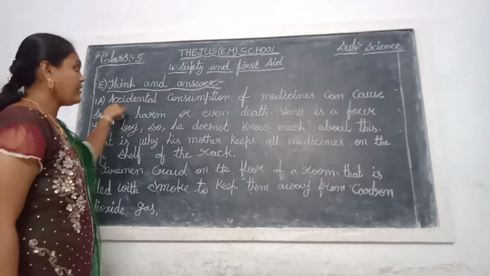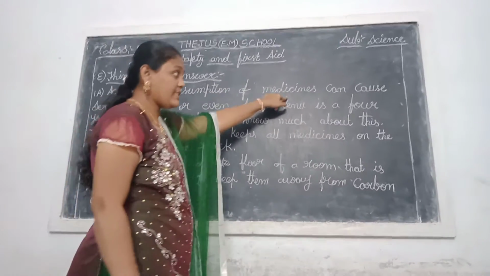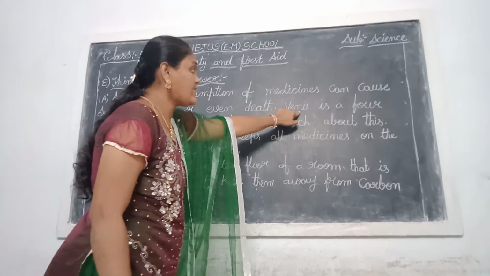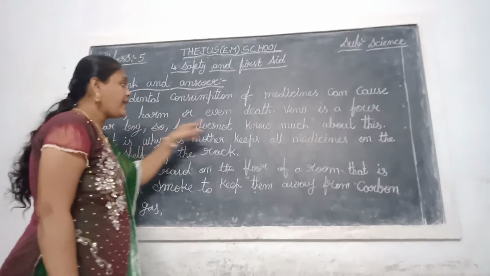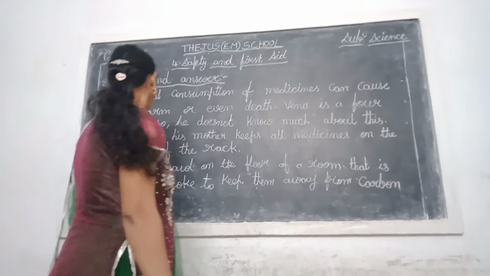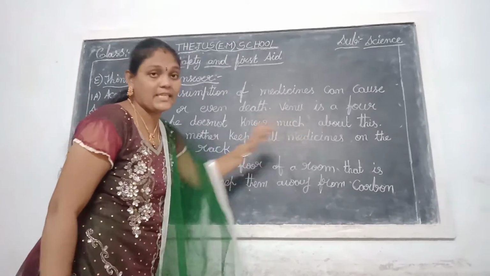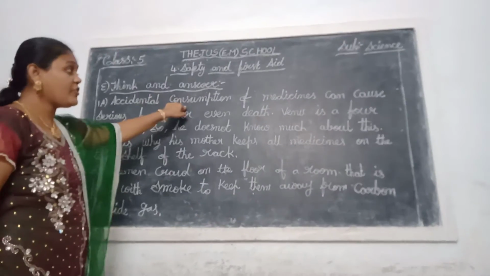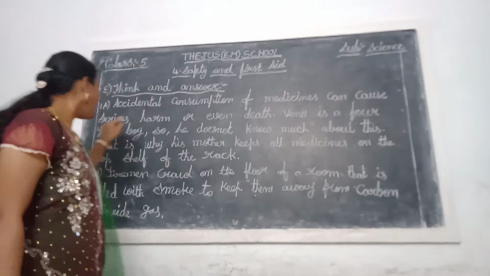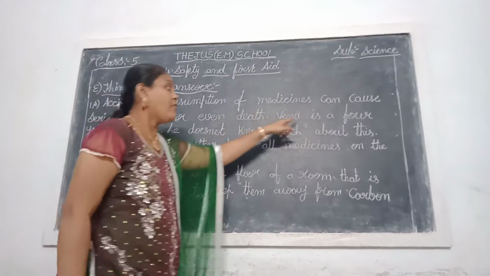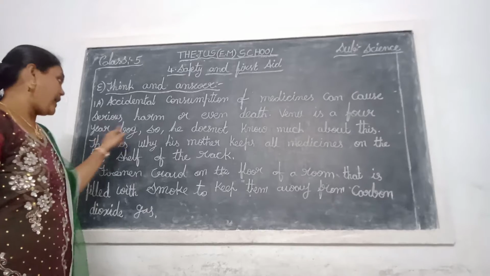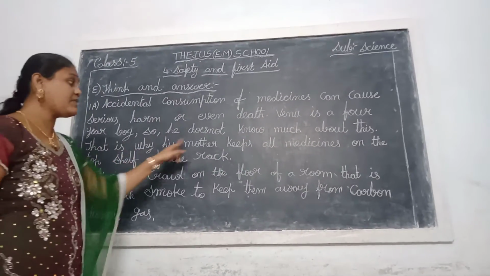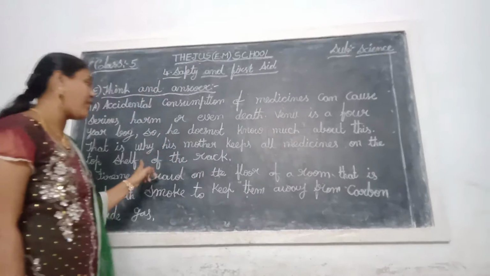Accidental consumption of medicines can cause serious harm or even death. Venu is a 4-year-old boy, so he does not know much about this. That is why his mother keeps all medicines on the top shelf of the rack.